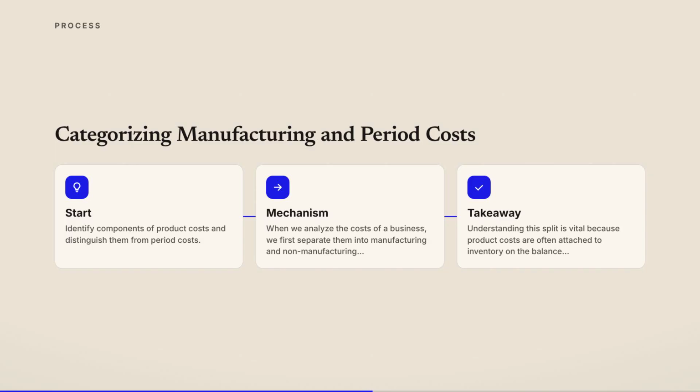This is a catch-all for indirect costs like factory rent, utilities, and the salaries of factory supervisors who don't touch the product directly. On the other side, we have non-manufacturing costs, also known as period costs. These are not related to the production process and are expensed in the period they occur. These include selling costs, like marketing campaigns and delivery fees, and general and administrative costs, such as the salaries of executives or the rent for the corporate headquarters. Understanding this split is vital because product costs are often attached to inventory on the balance sheet, whereas period costs hit the income statement immediately.